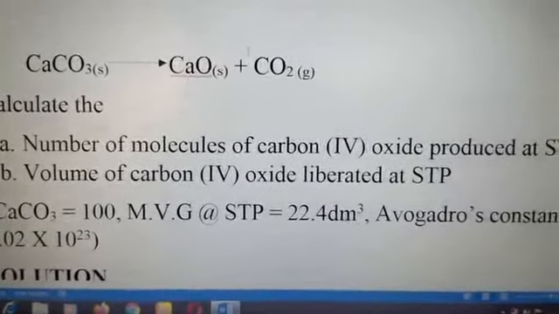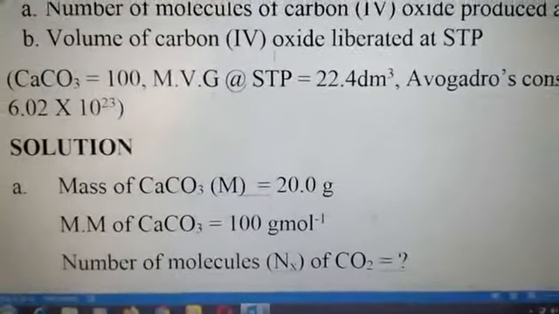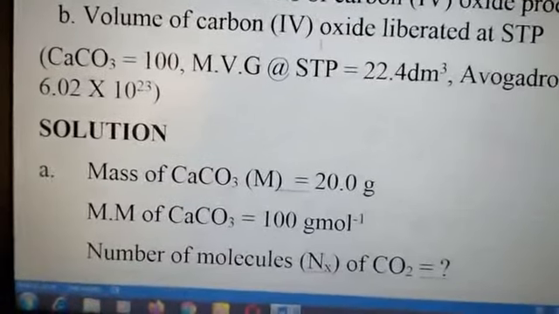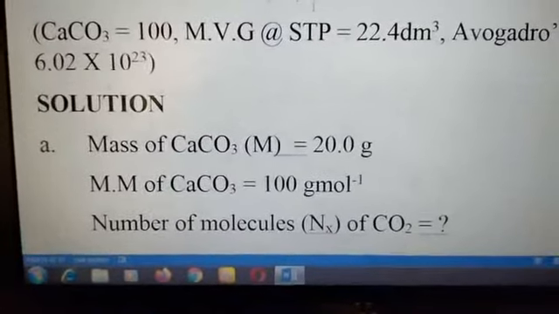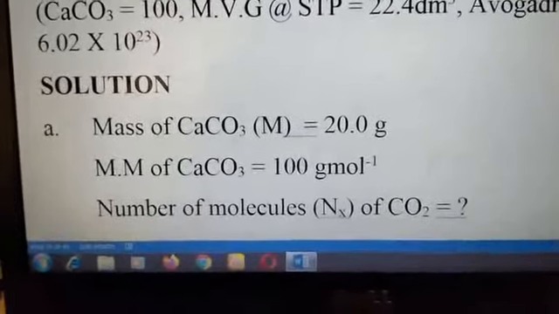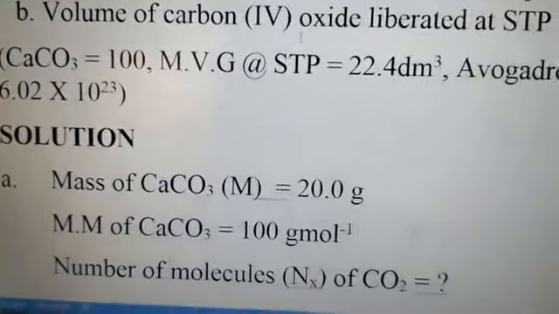Number of molecules of CO2 produced at STP. Number of molecules. So we go to the balanced equation. Okay, we say now work. The mass of calcium carbonate that reacted, that was decomposed, given to you in the equation, is 20 grams. The molar mass of calcium carbonate is 100 grams per mole. It was given to you already, so you don't have to calculate it. It's 100 grams per mole.